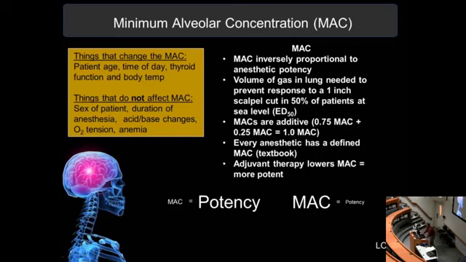So in terms of the MAC, you can look this stuff up. Every anesthetic has this defined MAC that's reported in textbooks and charts, and of course the anesthesiologist knows these MACs very well. And what's interesting is that as you start putting on other drugs, adjuvant therapy actually lowers the MAC, to make it more potent.